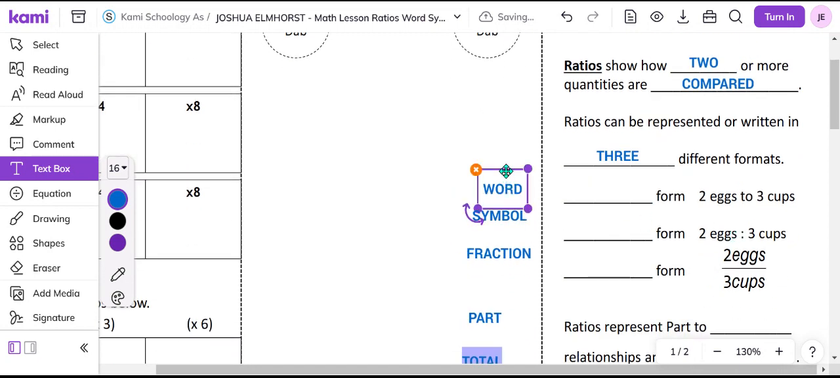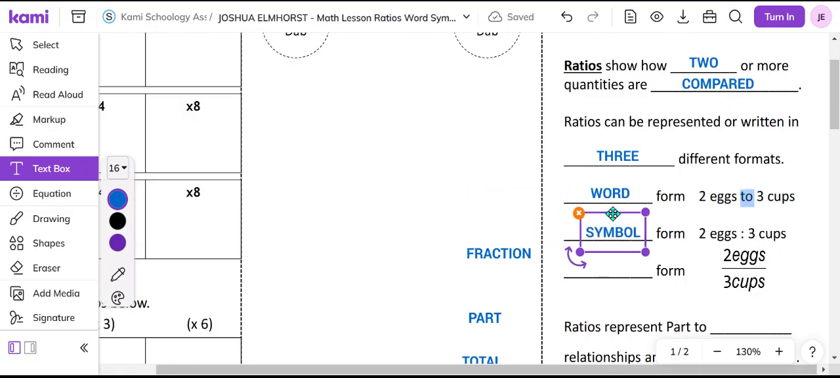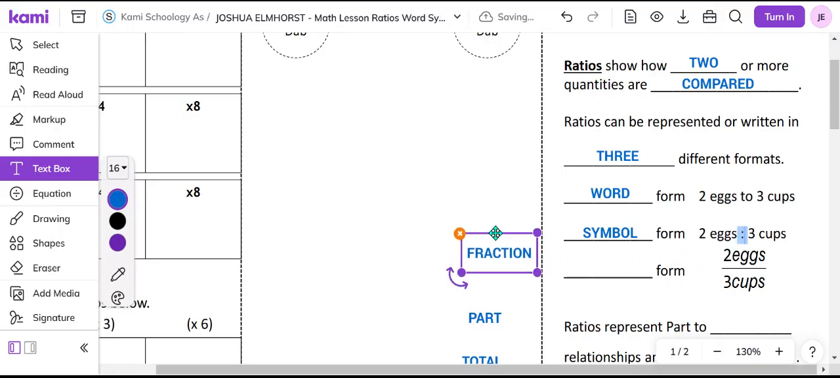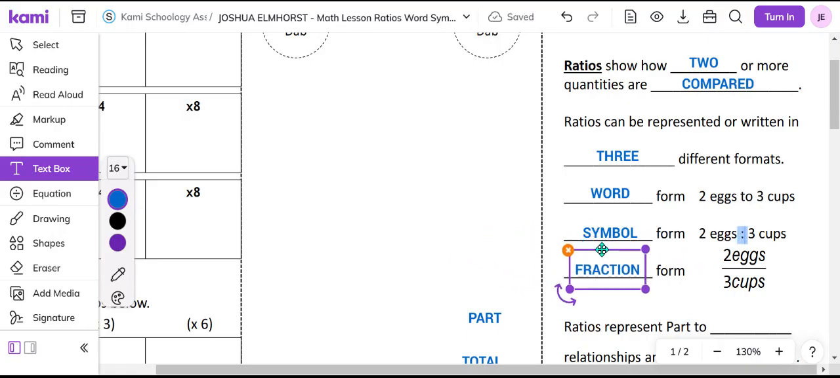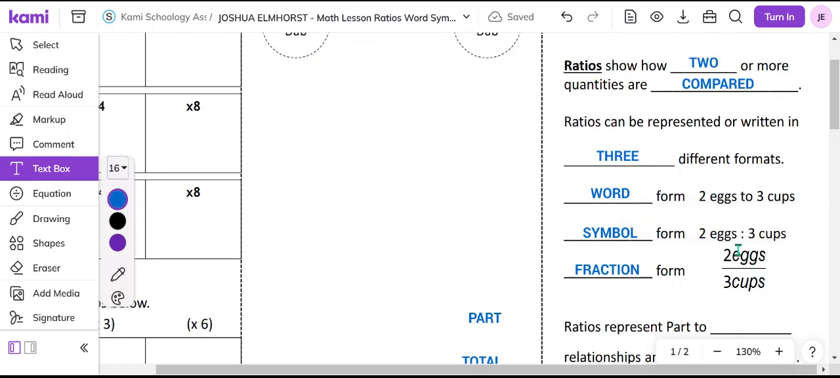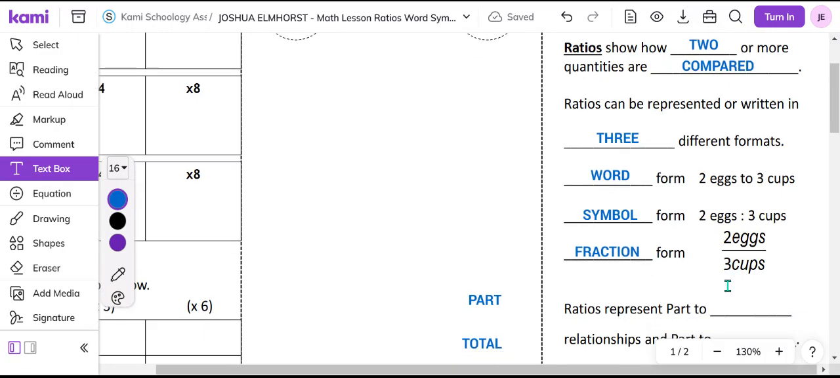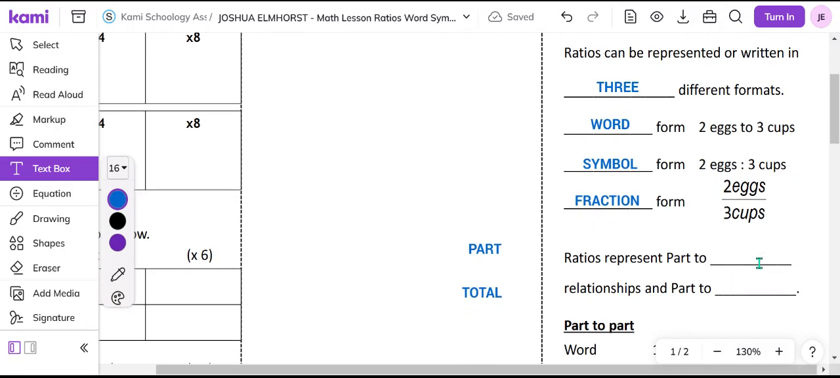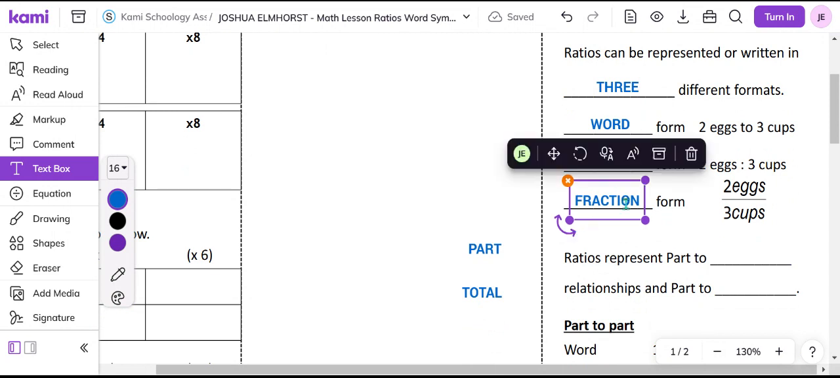So the first one, we're going to use the word "to," or we're going to use the symbol, which is the colon, or we can simply write them in fraction form. For example, eggs are compared to cups. The first item being compared will go on top of the fraction. The second item that's linked in the ratio will go on bottom. So three different formats: word, symbol, fraction.